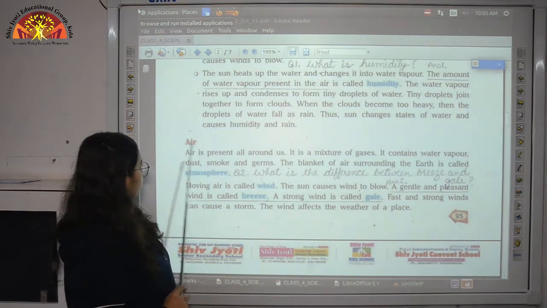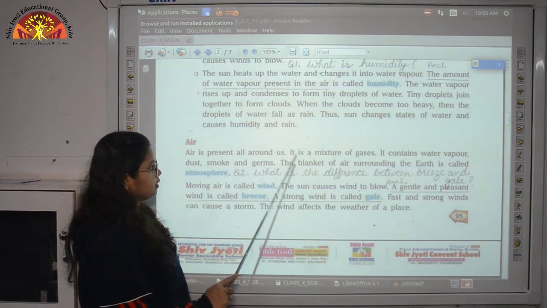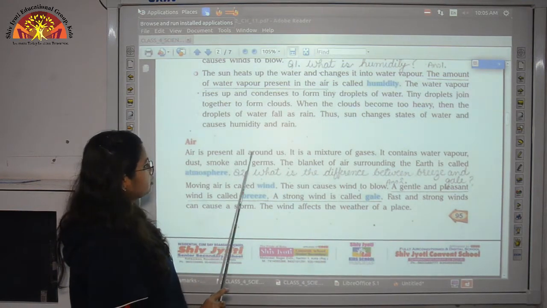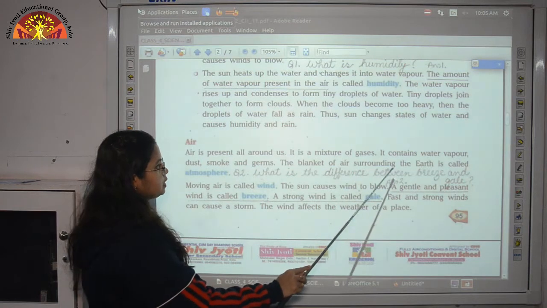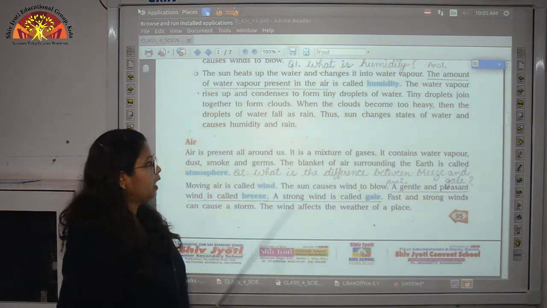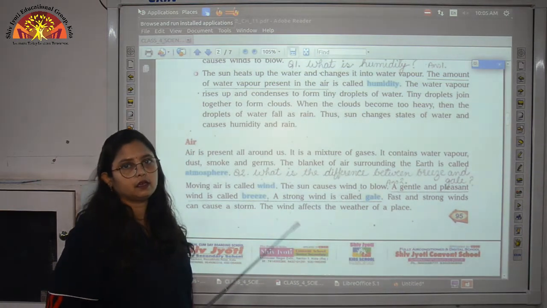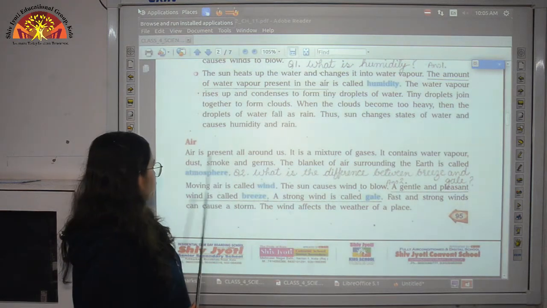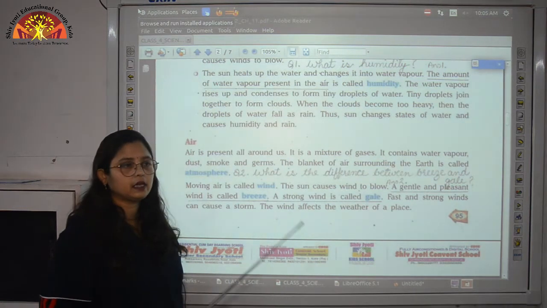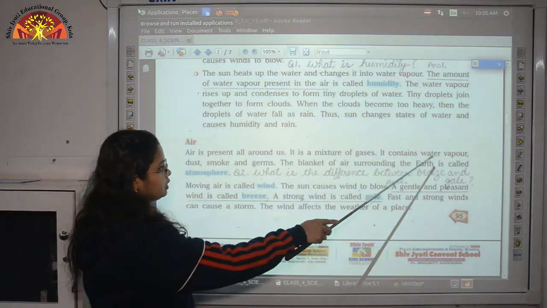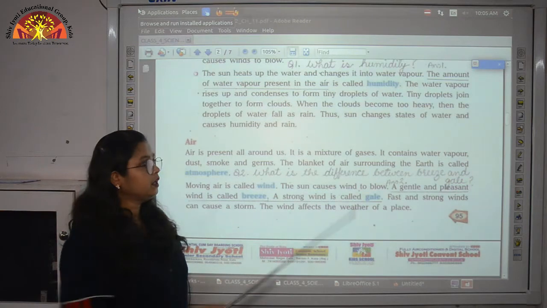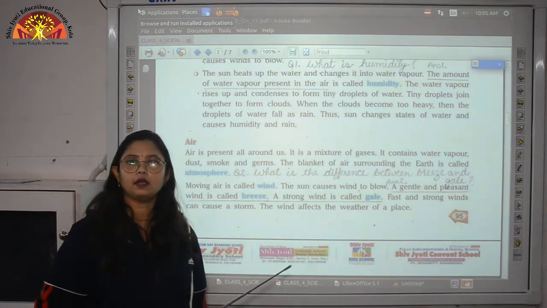So now we come to air. Air is present all around us. It is a mixture of gases. It contains water vapor, dust, smoke and germs. The blanket of air surrounding the earth is called atmosphere. So children, we are surrounded by air and the blanket of air surrounding the surface of earth is called atmosphere, and air is a mixture of gases. It contains different gases like oxygen, carbon dioxide, nitrogen. Besides this, it also contains water vapor, dust, smoke and germs. And just now I have told you that water vapor present in the air is called humidity.